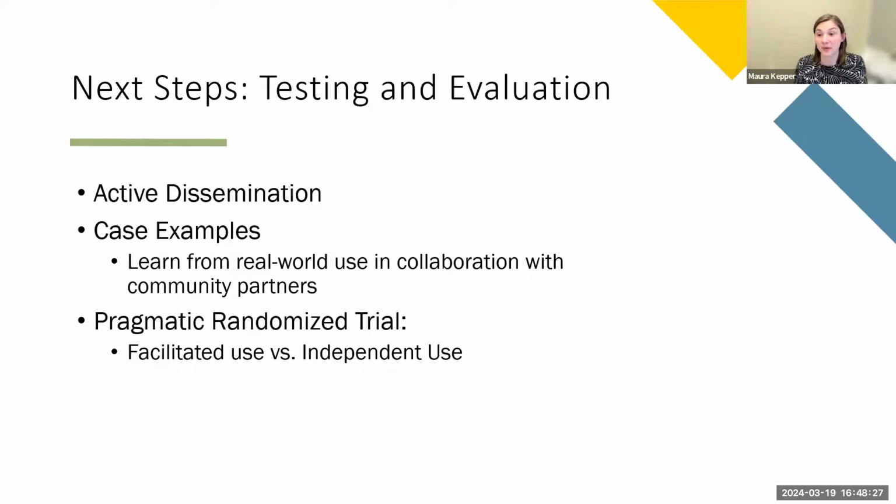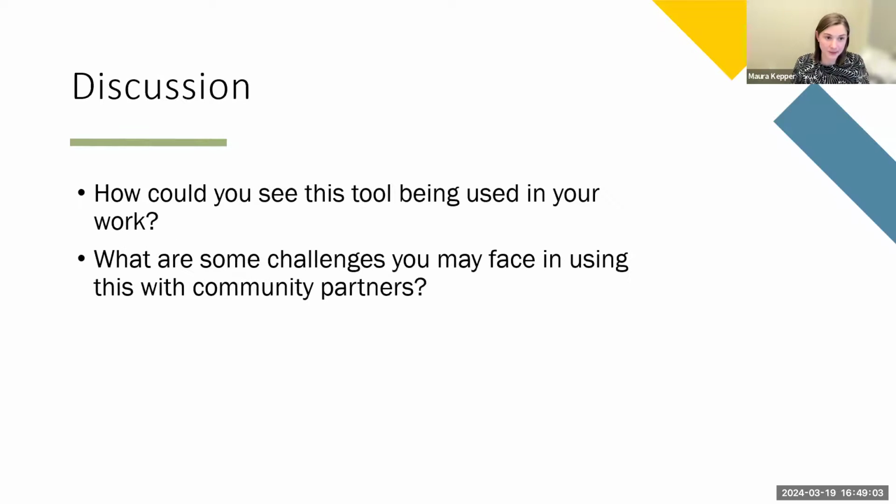I'll be really upfront. We did not engage community partners in the development process. We only engaged practitioners and researchers. So we know it was developed from that perspective, and we really need to learn what works for community partners and what doesn't. And then we may want to do some sort of pragmatic trial to understand, do we need an implementation strategy of facilitated use versus teams who could just pick this up and use it independently? Does that make a difference? Those are some things we're thinking about doing in the future. Yeah, I'll open it up. That's the end of my presentation.